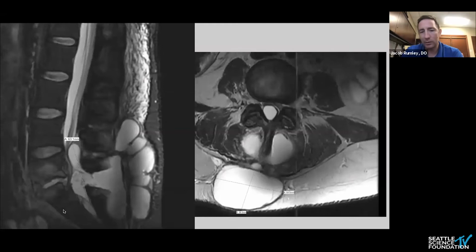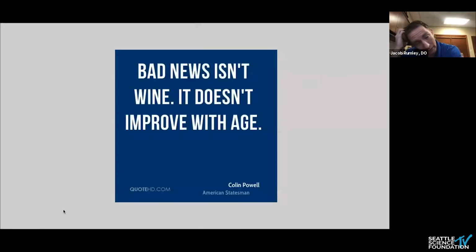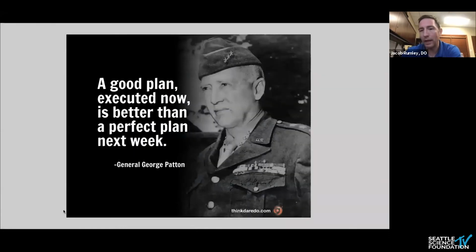So another MRI was obtained, and by now this thing is just beyond monstrous. I mean, it's over 8 centimeters in the cephalad direction and 6 centimeters across. It's just a huge pseudomeningocele. So at this point, bad news doesn't get better with time, and a good plan now, or a bad plan now, is better than a really good plan too late.